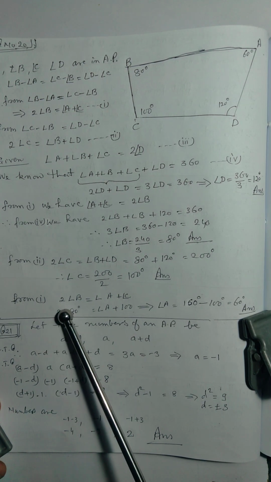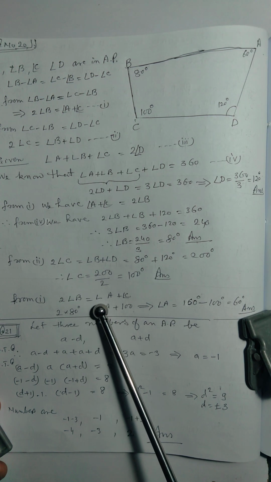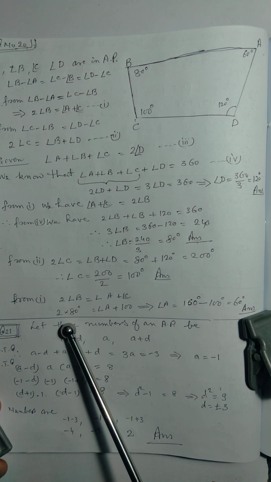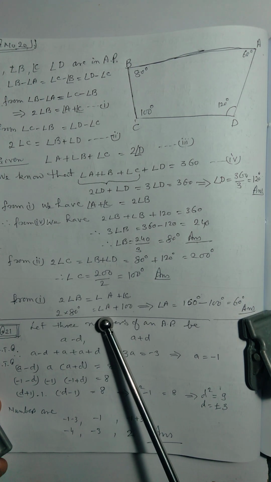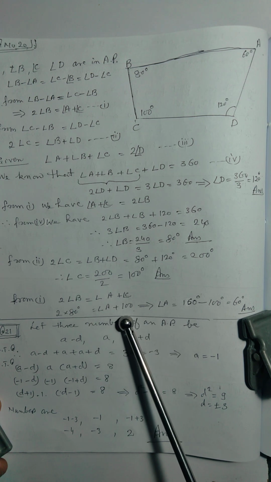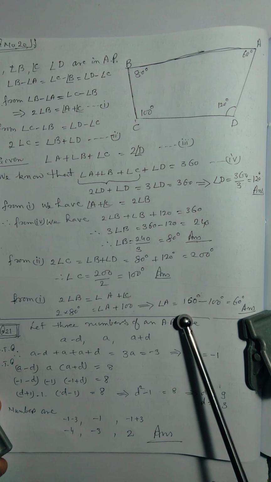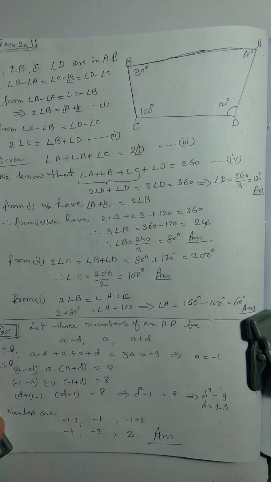From the first, you know that twice of B is equal to angle A plus angle C. So twice of B, that is 2 into 80 degrees, is equal to angle A plus angle C, which is 100 degrees. This implies that the angle A is equal to 160 minus 100, that is equal to 60 degrees.